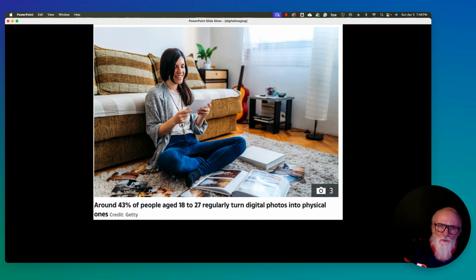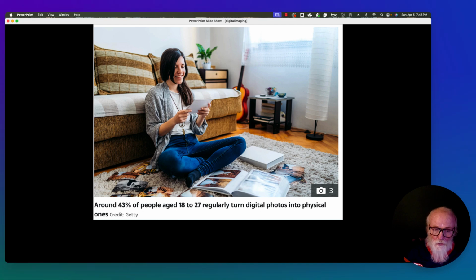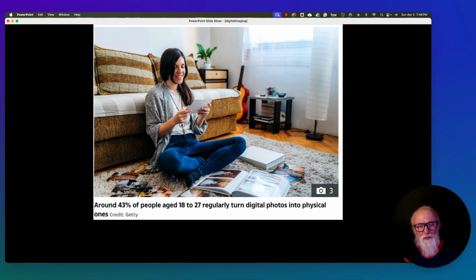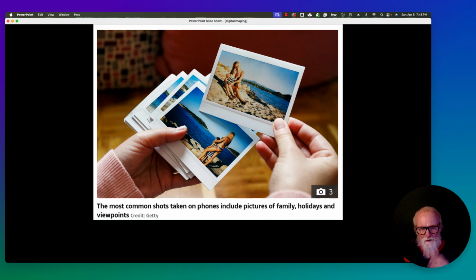So around 43% of people who are aged from 18 to 25 will regularly turn digital photos into physical ones. So there is some printing going on, but it's not near as much as it used to be. Okay? And it's not the number of images that's printed, it's the number of people who do it, which is what I'm giving you here. 43% of the people will print them. Not 43% of the images are printed. Don't make that mistake. 43% of the people from this age 18 to 27 will turn digital photos into physical ones. Okay? And here's your pictures.